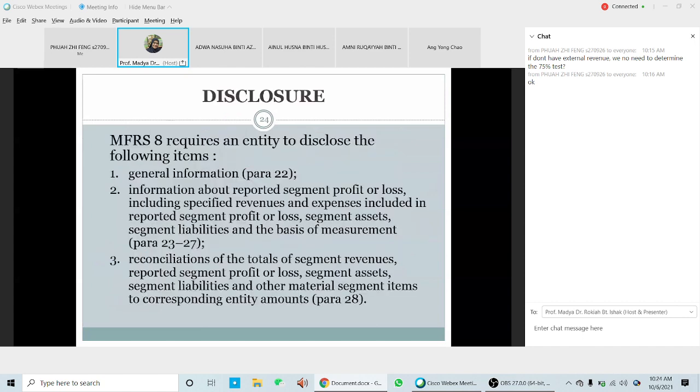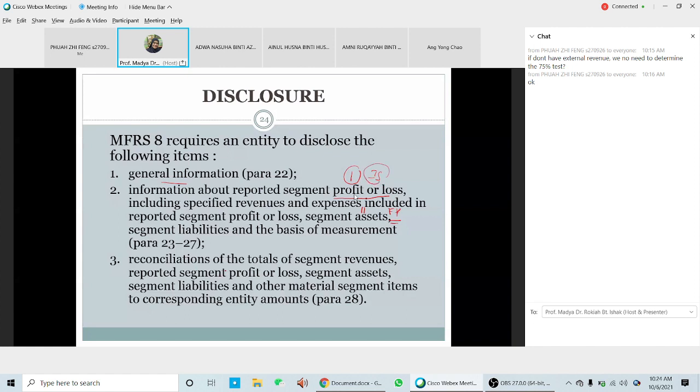So the standard requires us to disclose general information, information about reported profit or loss, including specific revenue and expenses, and assets and liabilities. So they need to provide profit or loss, assets and liabilities. So it means that they have to have an income statement and also a statement of financial position. But that one is not as detailed as compared to the organization's financial statement.